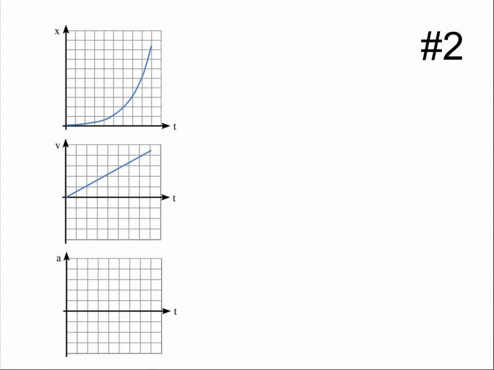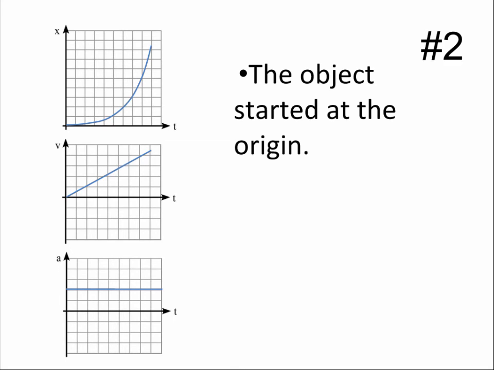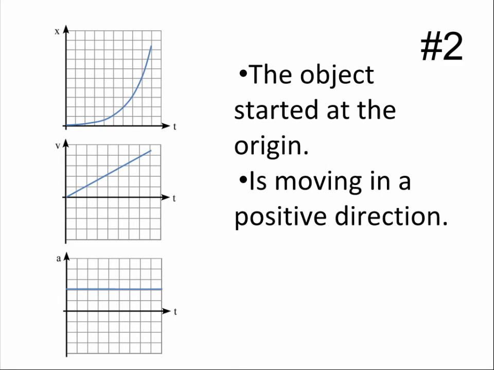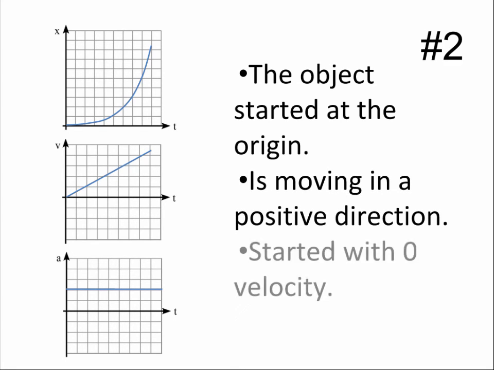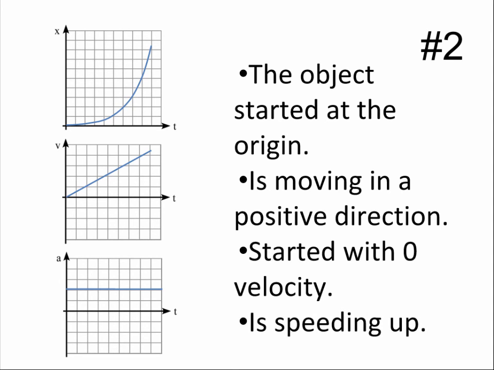Then we draw the AT graph, and the AT graph should be positive because the VT goes from 0 to a positive, so the A is positive. So reviewing, starting position at 0 or the origin, moving in a positive direction. Starting velocity was 0, and notice that both the VT and the AT are on the top of their respective graphs so that you have an object that is speeding up.